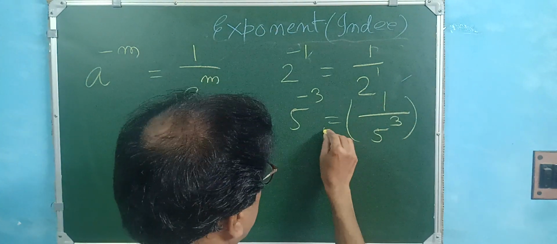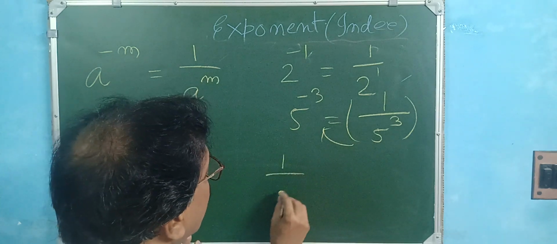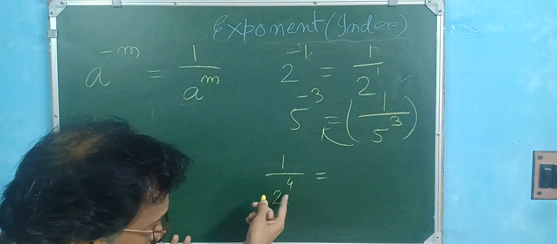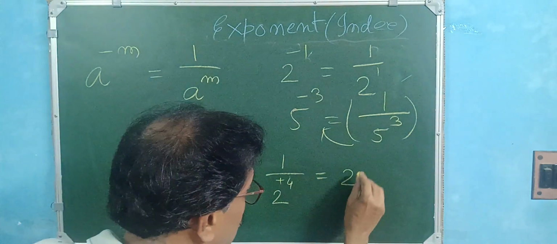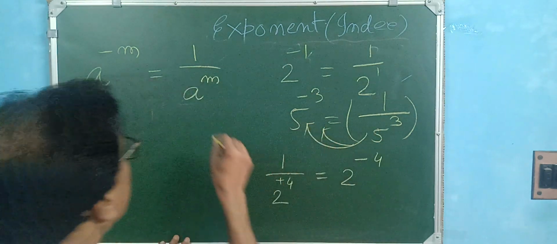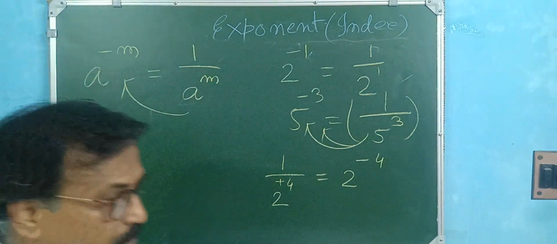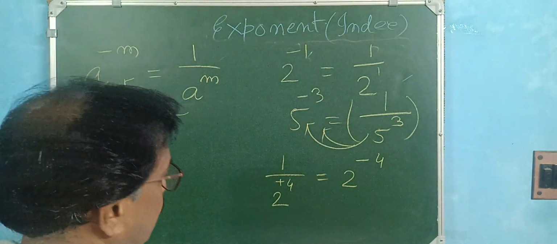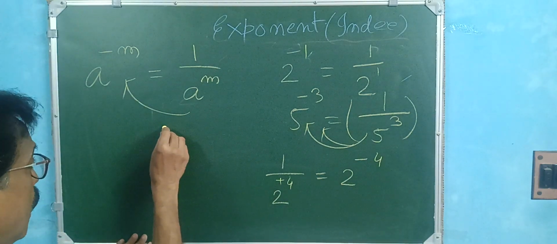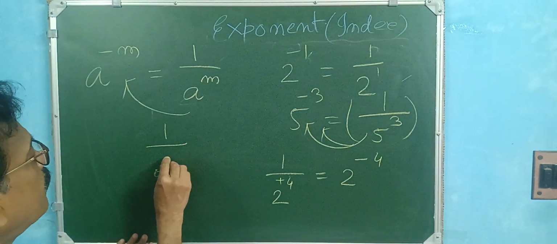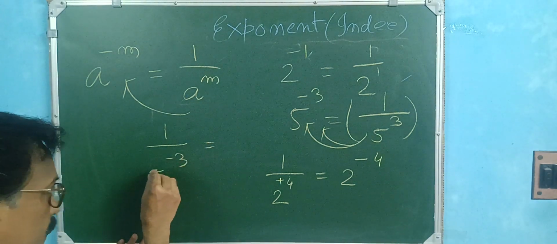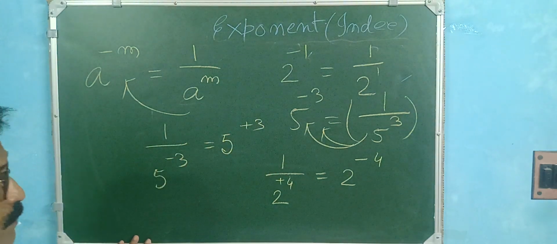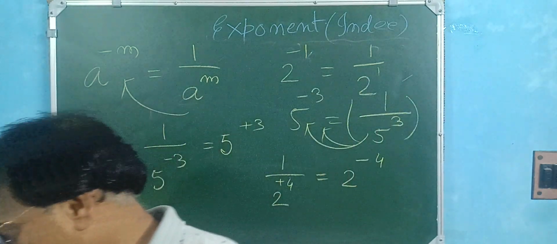So change this. If this is 1 by 2 to the power 4, you convert it. If you move it up from the bottom to the top, the sign will be plus to minus, so here it is 2 to the power minus 4. In this way, the interconversion. Clear? This is plus or minus. If this is 1 by 5 to the power minus 3, in this case we write just a minus, it is the upper part, so 5 to the power plus 3. Interchange. Clear?